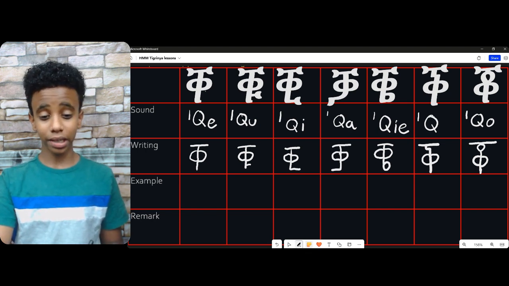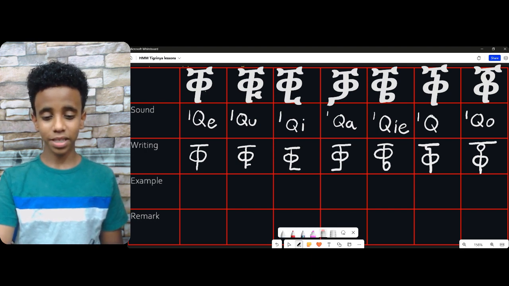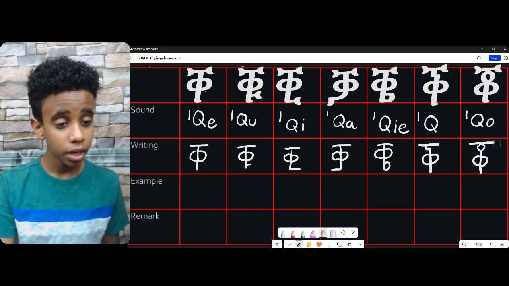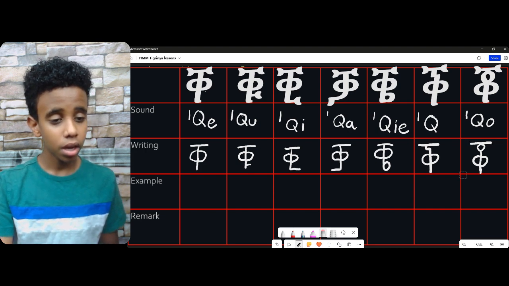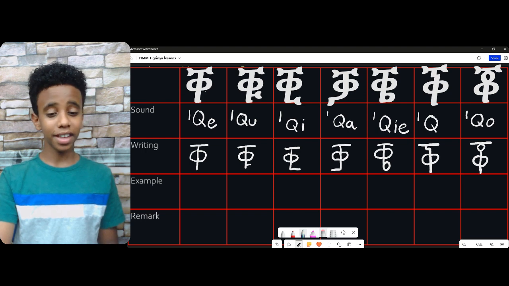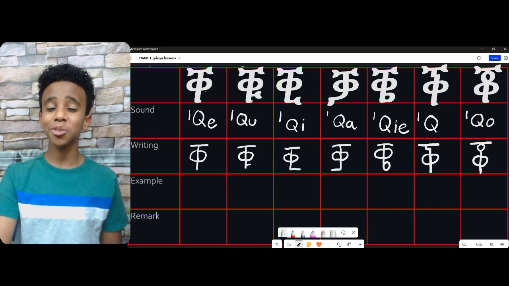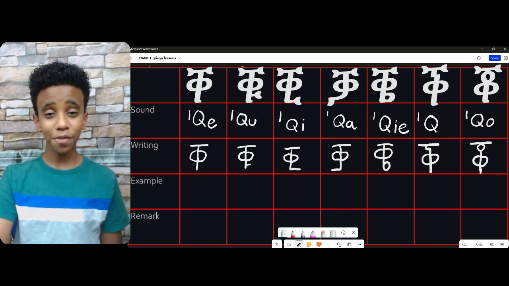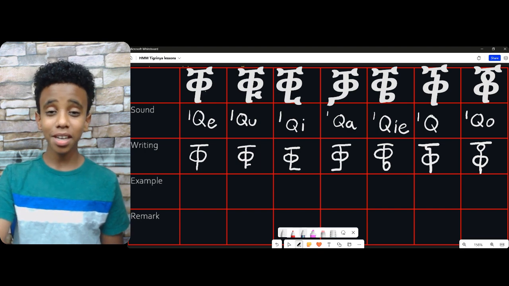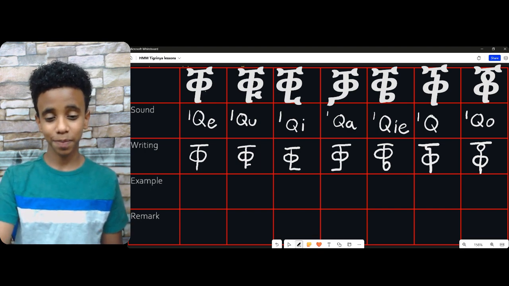Now I did elongate it a little bit, so let me erase it. Give me a second. So I will have to partially erase it from here because I made it a little too long. And this is how you write the letter q. Good job! We now also know how to write the Tigrinya letter set of q. Now it's time for the examples.